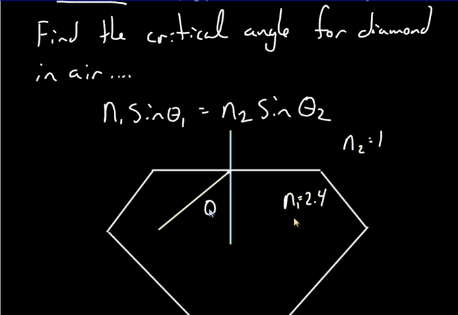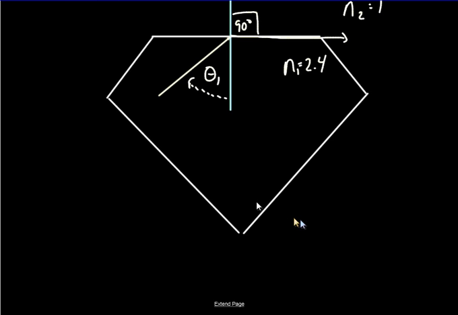So this is theta 1, okay? And what we want to know is, at what value of theta 1 do we get a 90-degree angle for theta 2? If we extend beyond that critical angle, then we have total internal reflection and light cannot escape from the diamond. The light will bounce back inside the diamond when that happens, if we get above that critical angle.